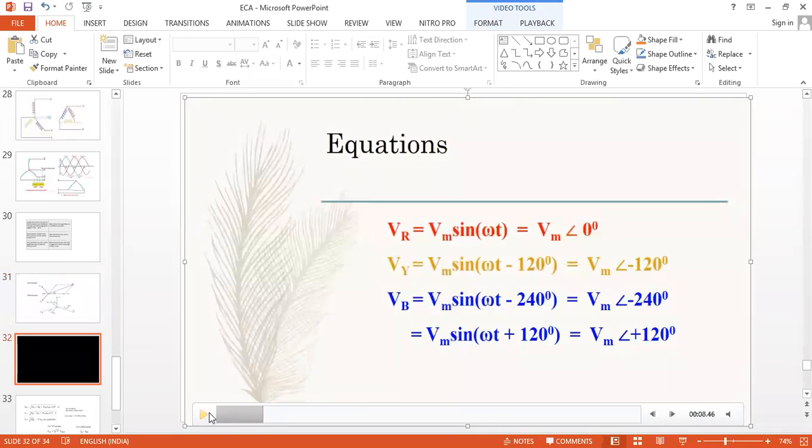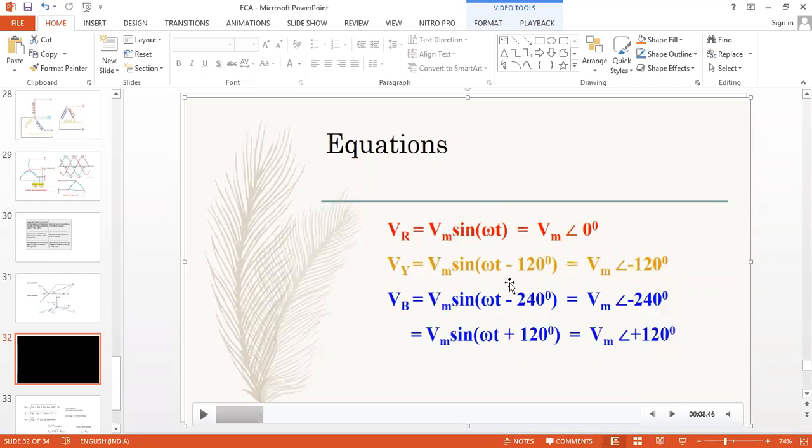From the examination point of view, explain and derive the relation between. Now you see the star connection. I have shown you 3 waveforms, right? A star connected system contains 3 different voltages which are displaced by an angle of 120. What is the first voltage? VR equal to Vm sin omega t, which starts from the origin.